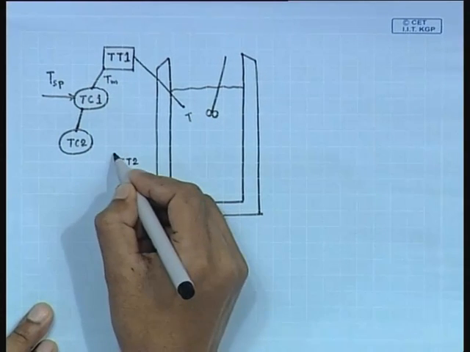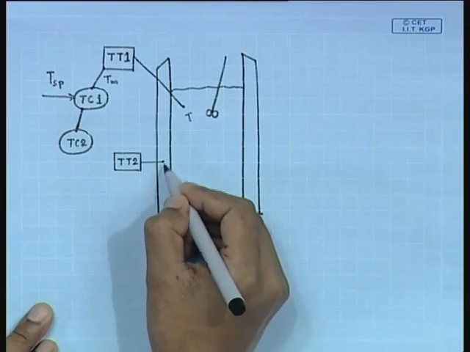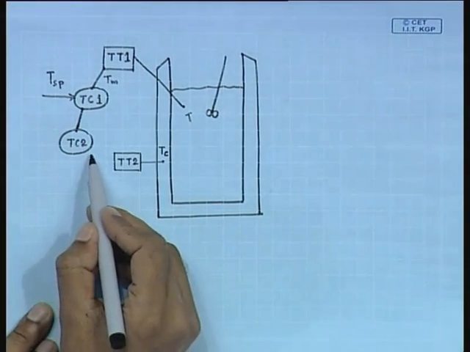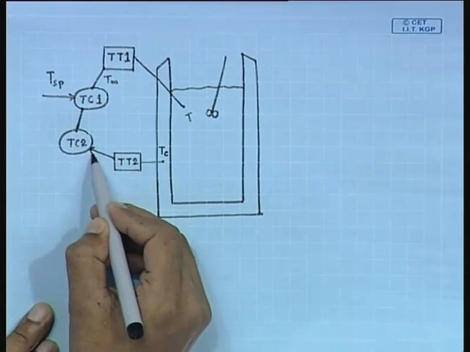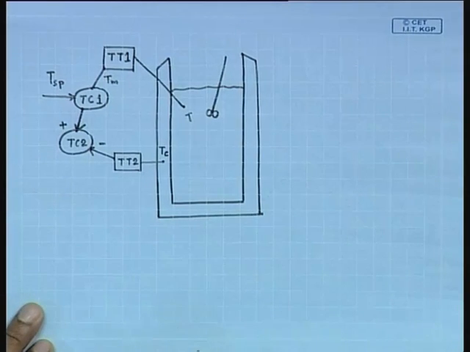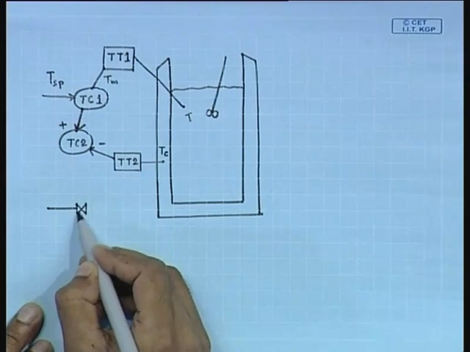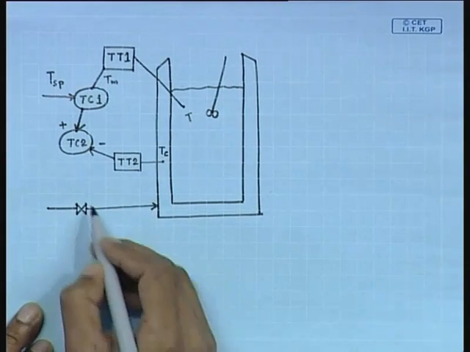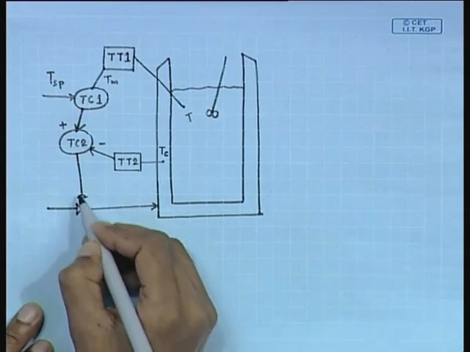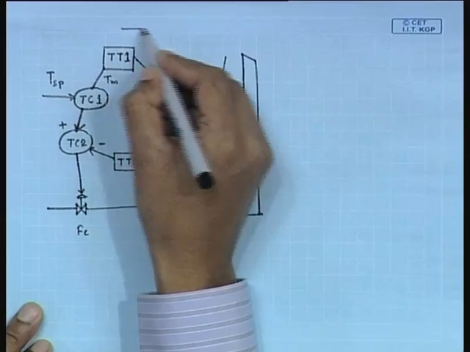The second measuring device TT2 is used to measure the disturbance Tc. This is negative, this is positive, and then the control action is implemented through this final control element.